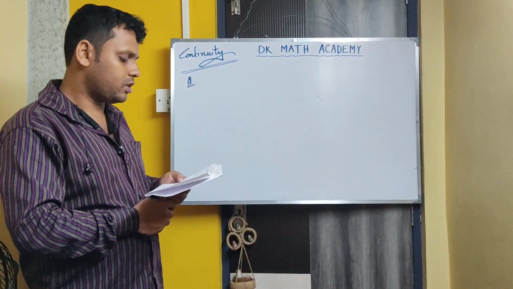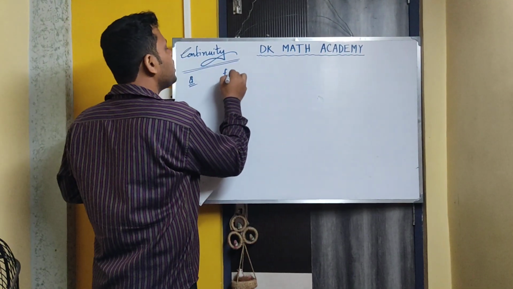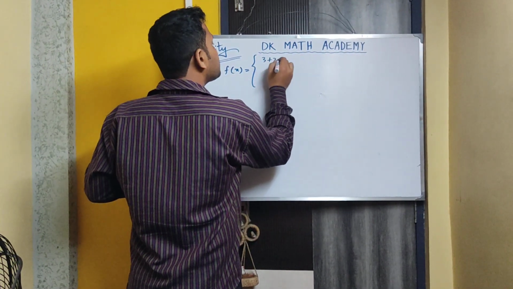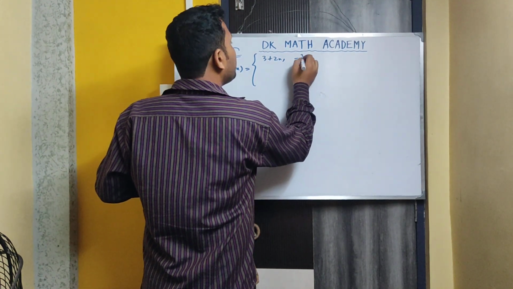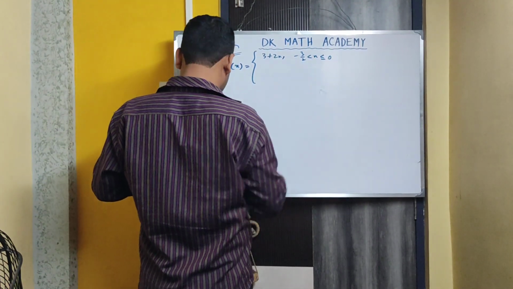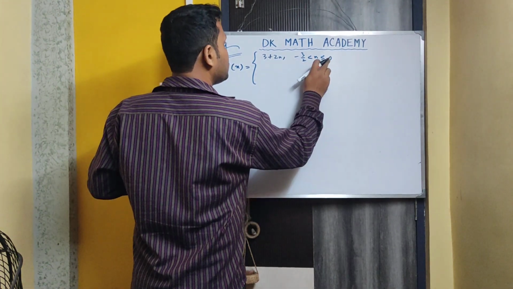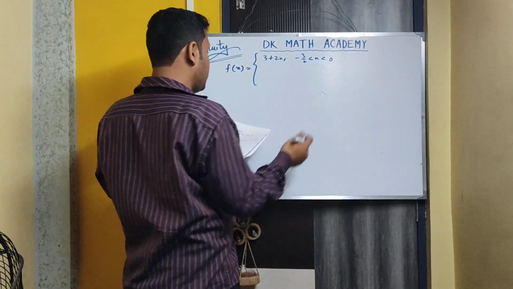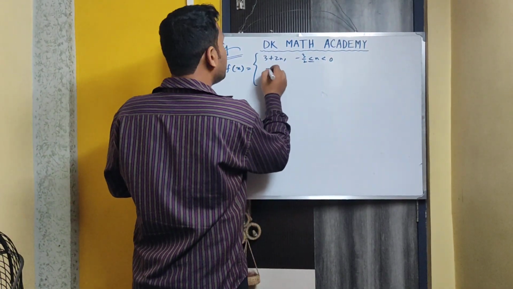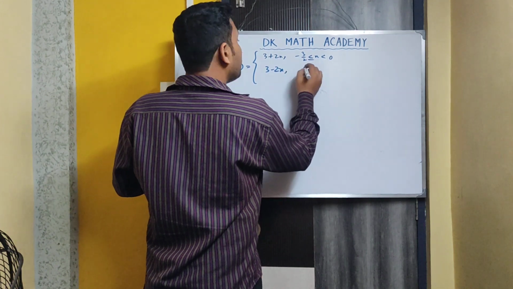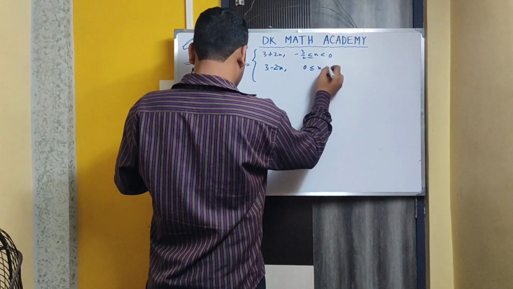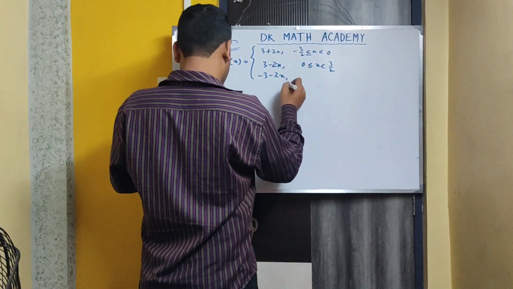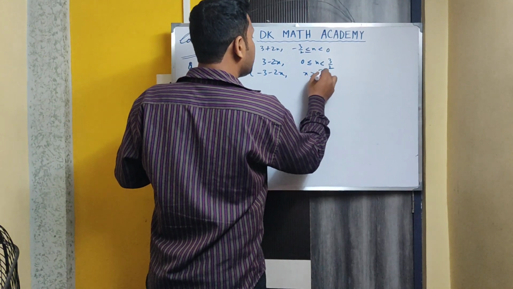Now our next question is, suppose a function is given by 3 plus 2x for minus 3 by 2 less than x less than 0. Sorry, this is less than 0. This is less than or equal to 3 minus 2x for 0 less than or equal to x less than 3 by 2, and minus 3 minus 2x for x greater than or equal to 3 by 2.